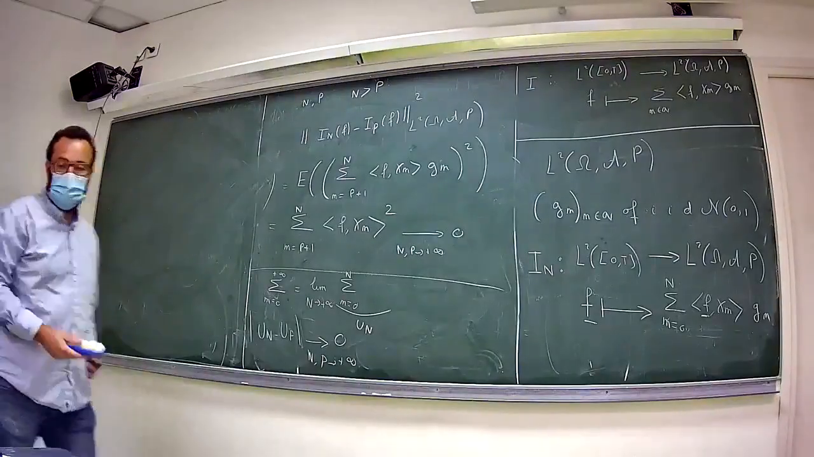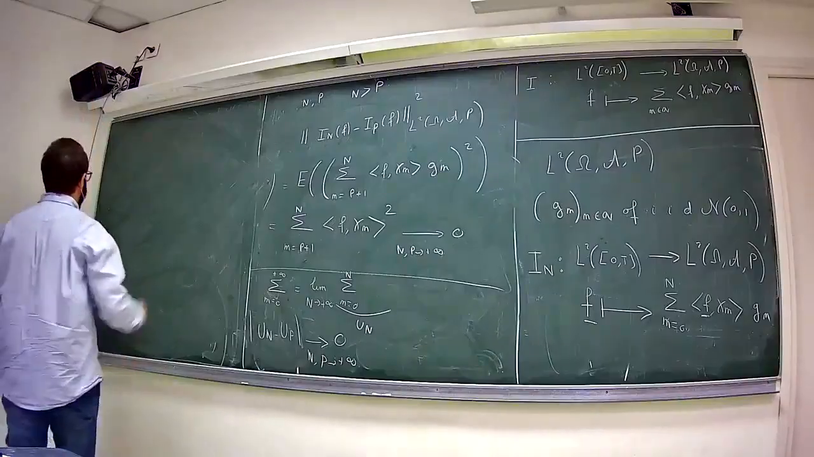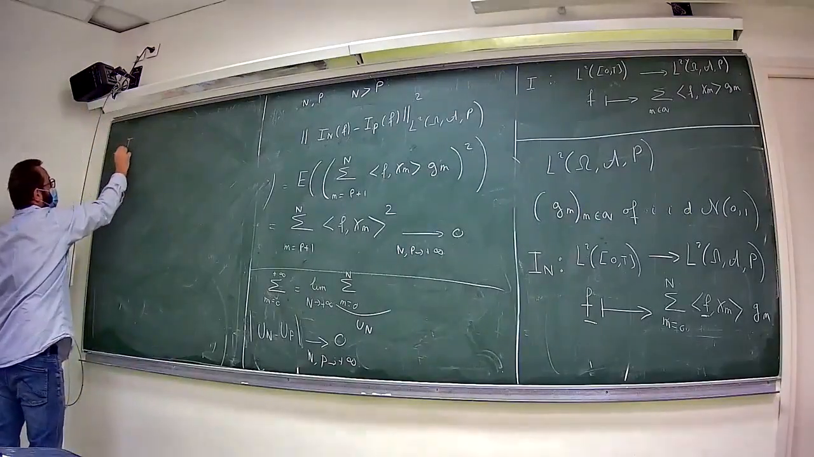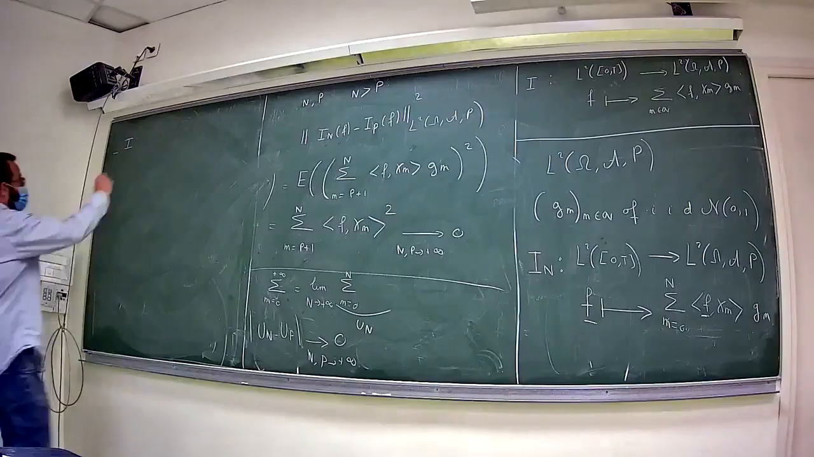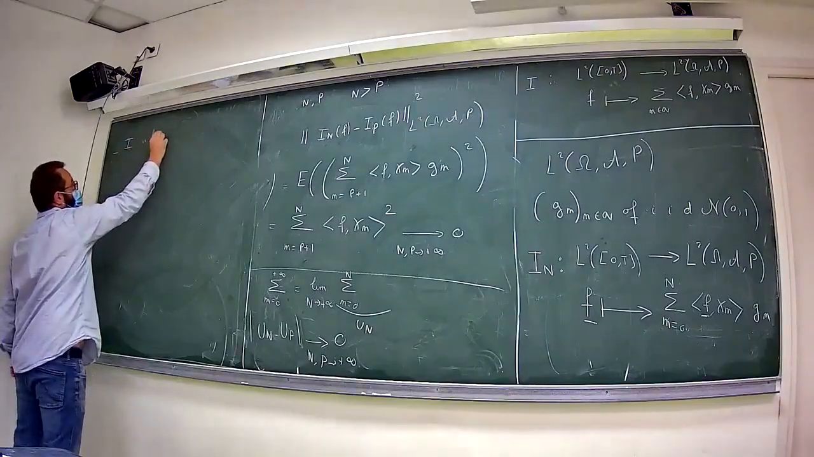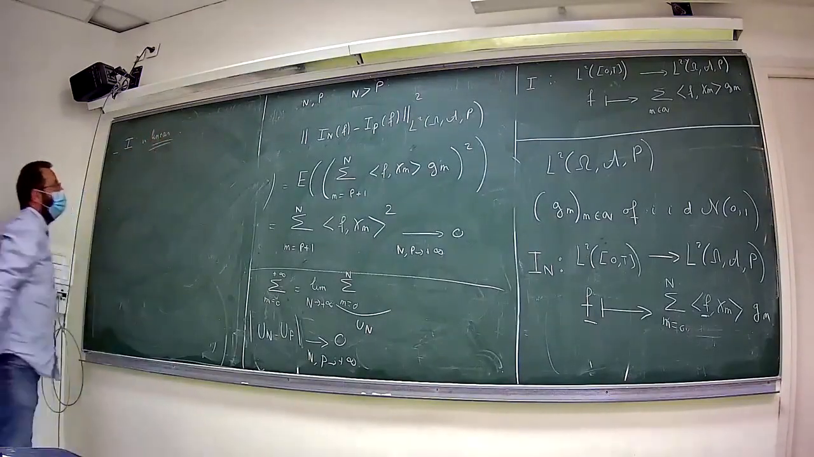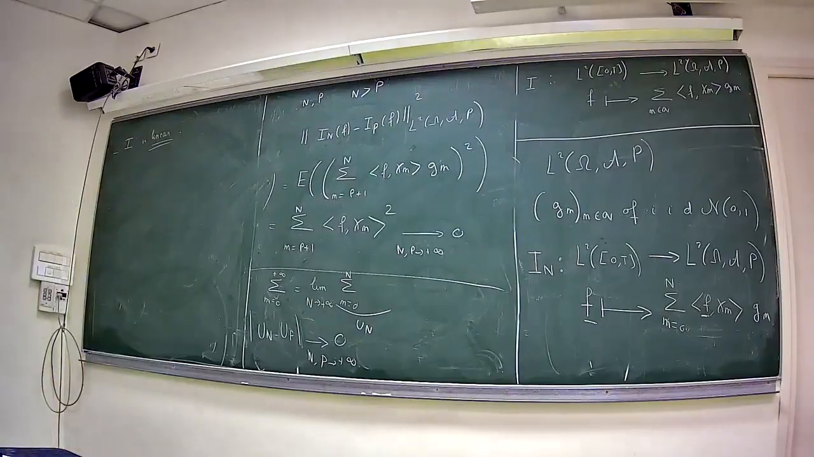And now my question is what I can say about I. What can you say about capital I here? We have seen previously that In is linear in f. So since I is obtained passing to the limit in In, I will obtain the same linearity property for I. So I is linear, because In is linear.